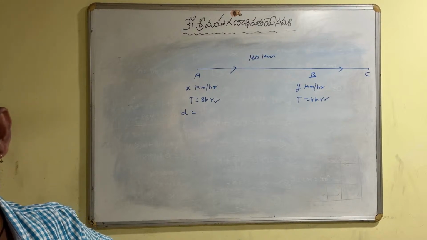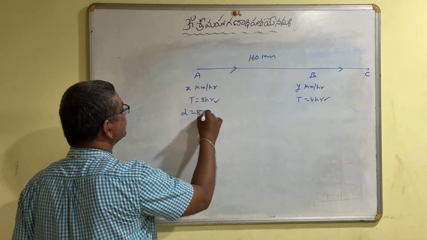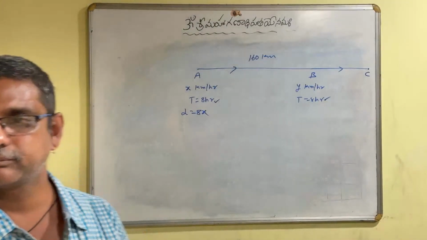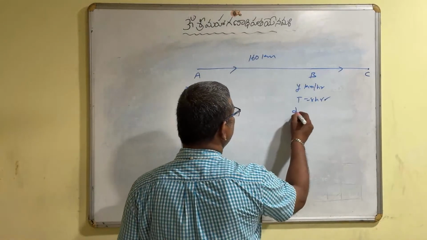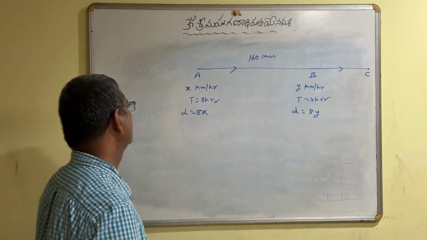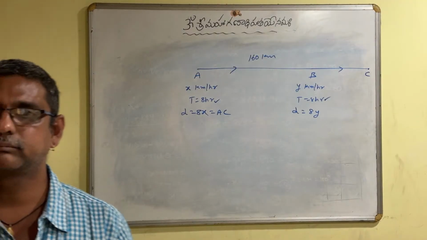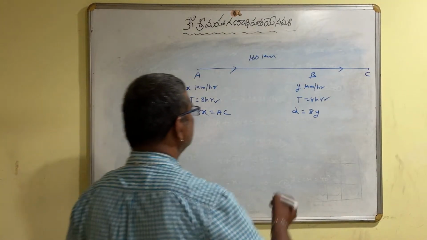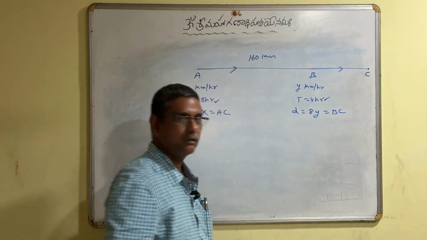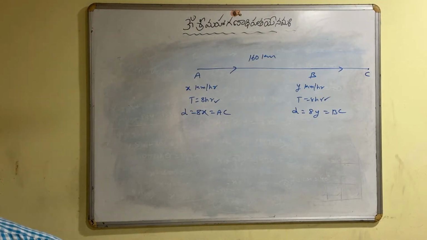Eight x. Speed into time. Speed is x and time 8. So 8x kilometers. And what is the distance traveled by the car starting from B? 8y kilometers. Can I say this is equal to AC and this is equal to BC? Is that right, children? The distance traveled by the car starting from A is nothing but AC. The distance traveled by the car starting from B is nothing but BC.